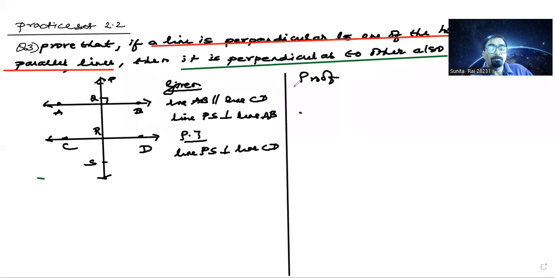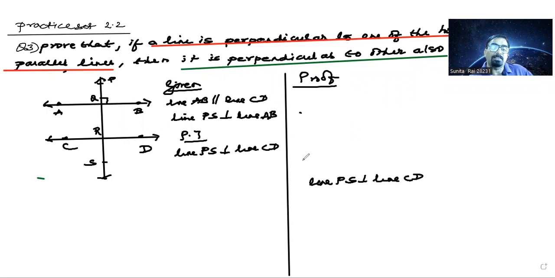You learned in the second chapter that when the angle formed at the point of intersection of two lines is 90 degrees, then the two lines are perpendicular. This means the last line of the proof, line PS perpendicular to line CD, should come.